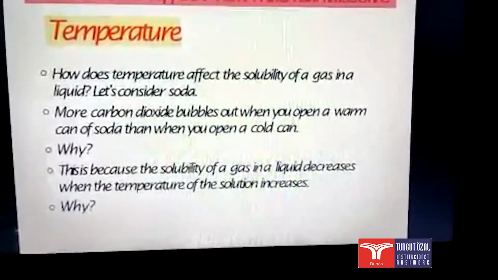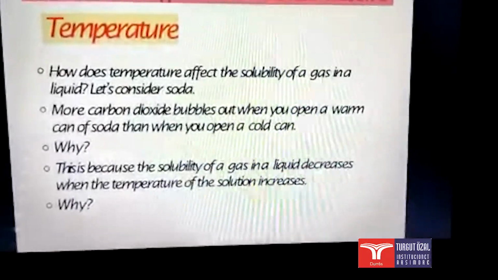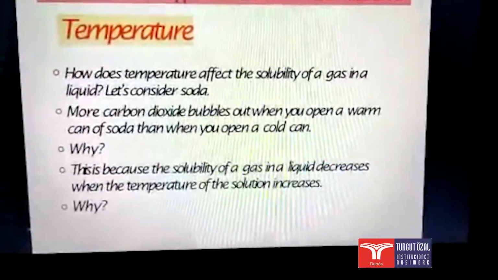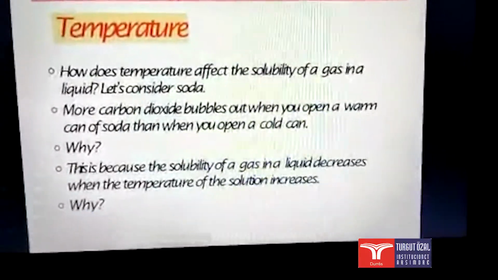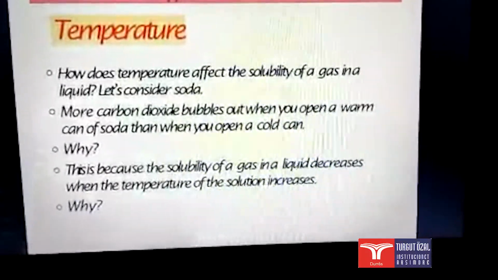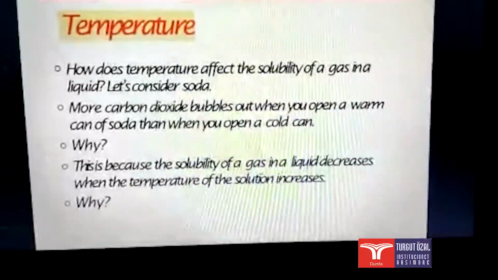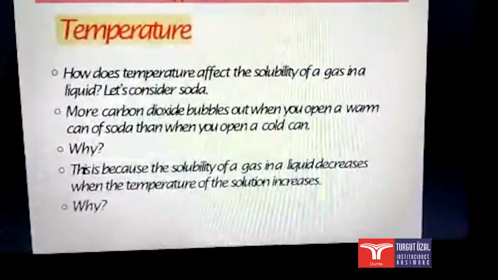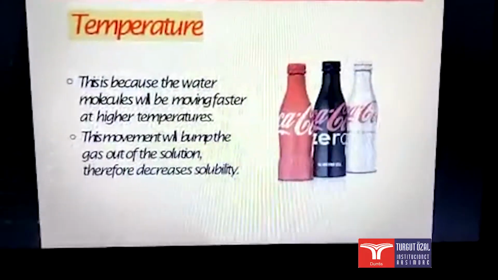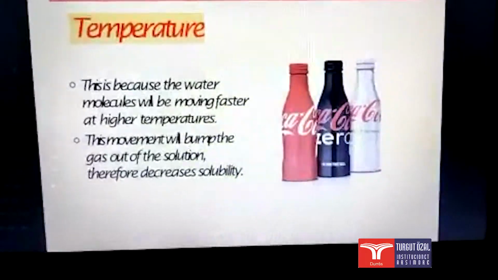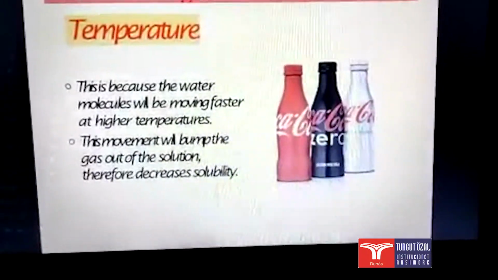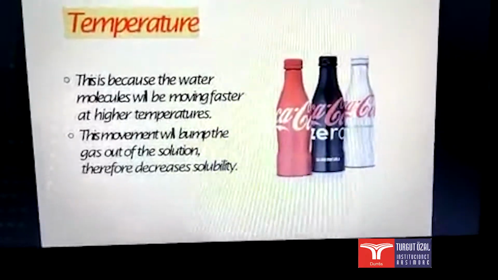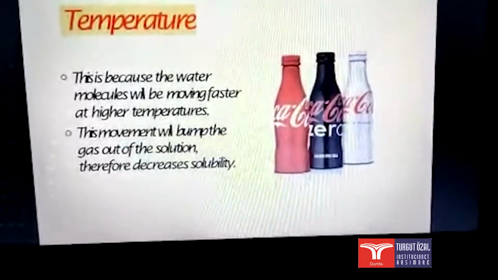How does temperature affect the solubility of a gas in a liquid? Let's consider soda. More carbon dioxide bubbles out when you open a warm can of soda than when you open a cold can of soda. Why? This is because the solubility of a gas in a liquid decreases when the temperature of the solution increases. The water molecules move faster at higher temperatures. This movement bumps the gas out of the solution, therefore decreasing the solubility.